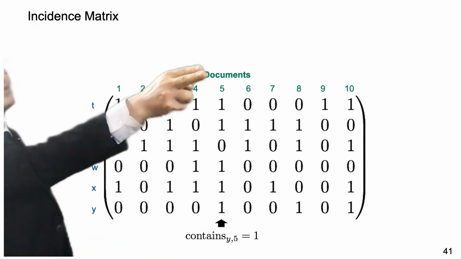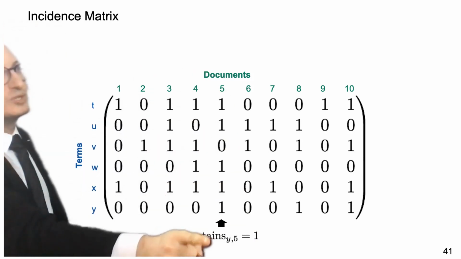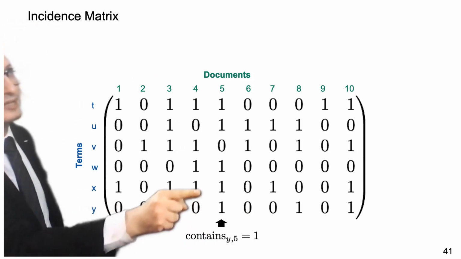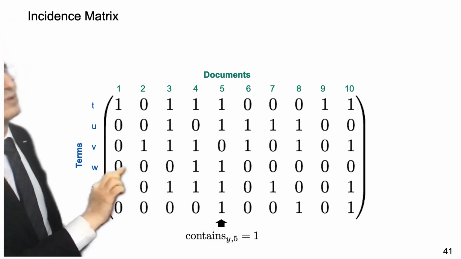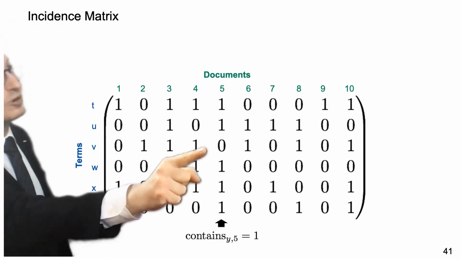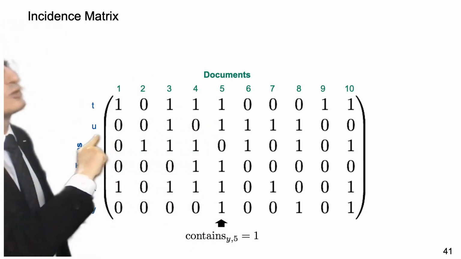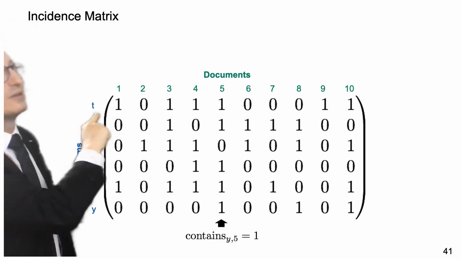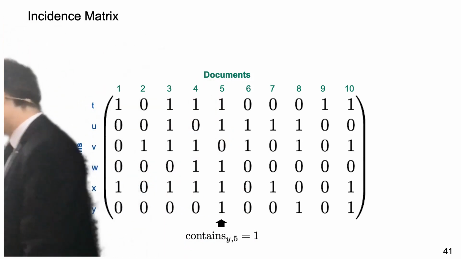Because 5, this is the document 5. In that column, we have document 5. And we see that document 5 contains term Y. It also contains term X. It also contains term W. It does not contain term V. It does contain term U, and it does contain term T, right? And you look at each document vertically, and you see the terms that are in there.